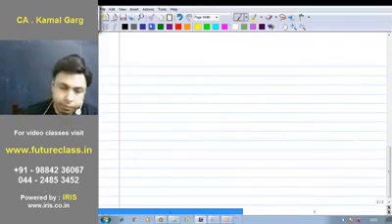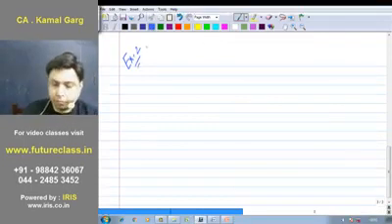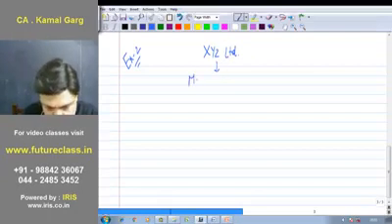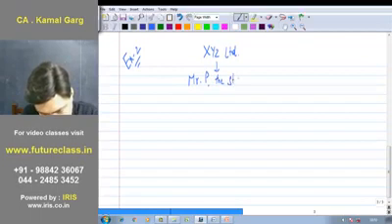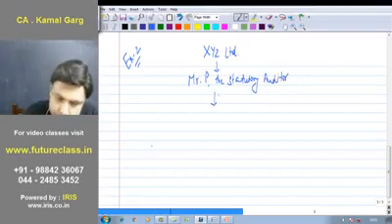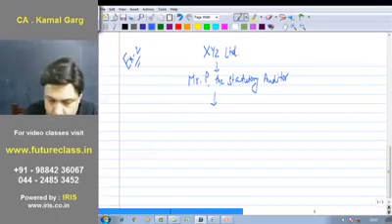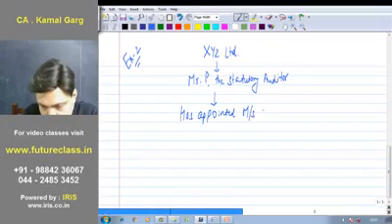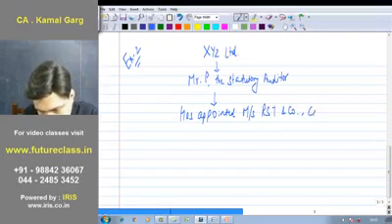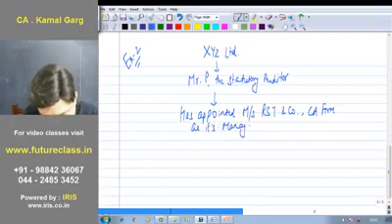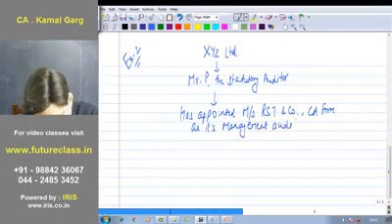Example number 2. See the example. Company is XYZ Limited. Mr. P, the statutory auditor. Now, XYZ Limited has appointed Messrs. RST and Company, CA firm, as its management auditor.